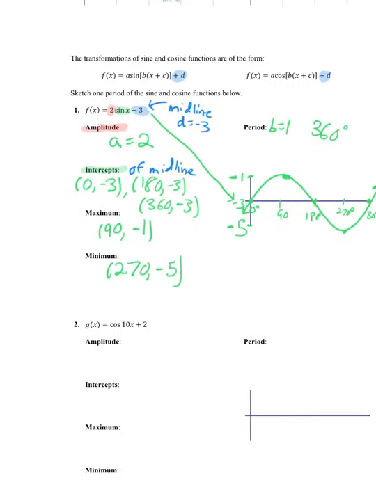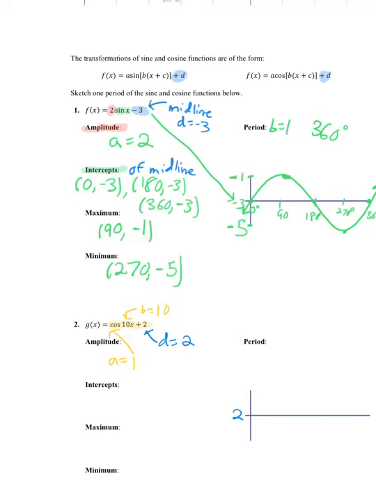One more example here. I see cosine, and this time I see there's a b value. It says b equals 10. There's no a value, or there is an a value, it's just 1. We just don't see it. And then there's going to be a d value, so that's the midline, d equals 2. So first I can label the midline as 2.